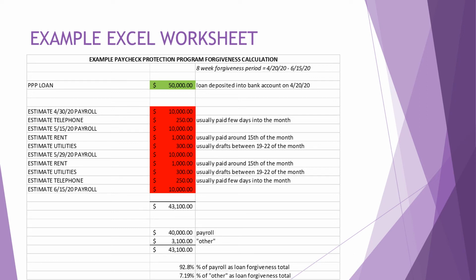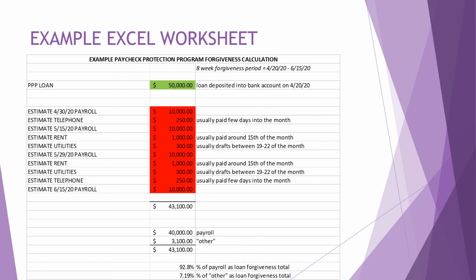Next, I went ahead and estimated the qualified expenses that I would have in that coverage period. So for the payroll, our telephone, our rent and utilities, I inputted what I expect those expenses to be on average. Maybe they've been that on average each of the past few months, and that's what I used there. That gave me a total of $43,100. So I can see that right now, based on those estimates, our qualified expenses would be just over $43,000 of our potential forgiveness of the full $50,000 PPP loan.